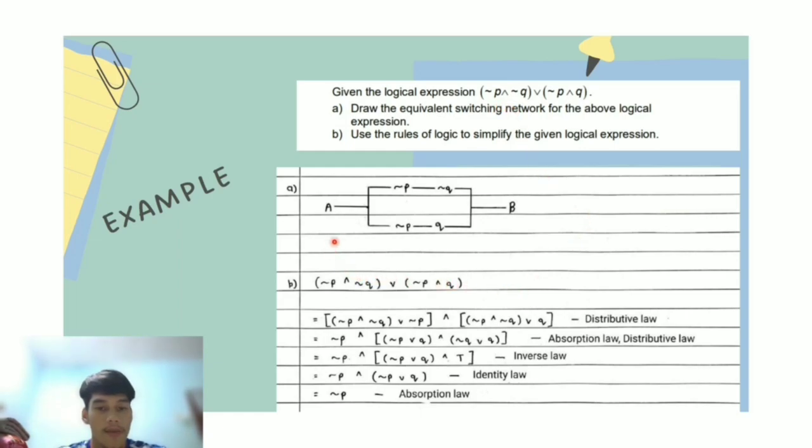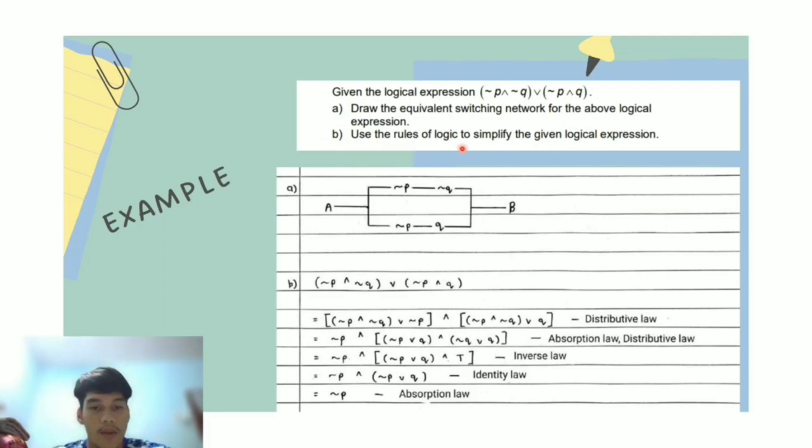First of all, we need to draw the terminals A and B, and we draw the disjunction because this disjunction is between two expressions. So we draw the parallel circuit, move up and move down, and we draw the conjunction in each expression: not P and not Q, and not P and Q. So we connect the two lines and go to terminal B.